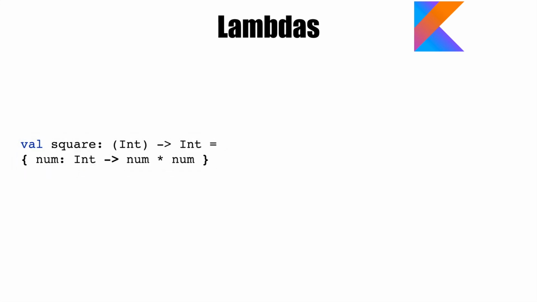Welcome to another video on Lambdas. Let's have a look at one of the Lambdas that we had written in the earlier video. We had a Lambda called square. It basically returns the square of a number that you pass to it. If you pay attention, it has only a single argument called num here.